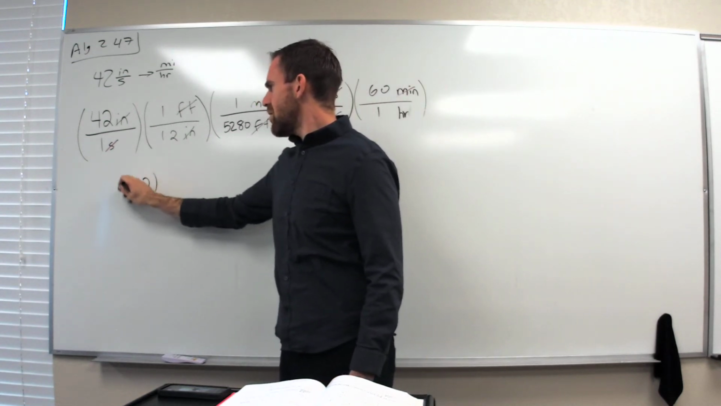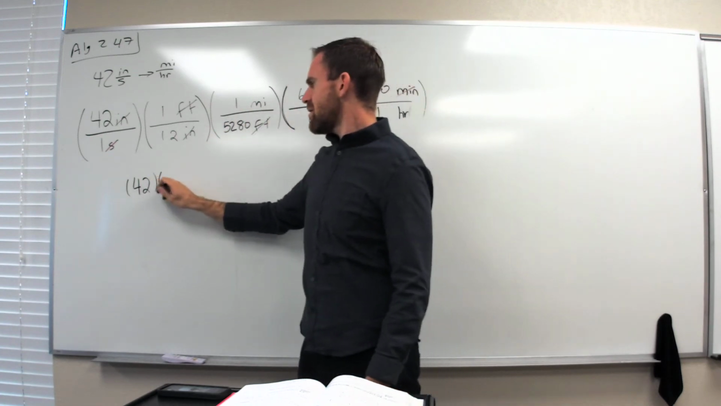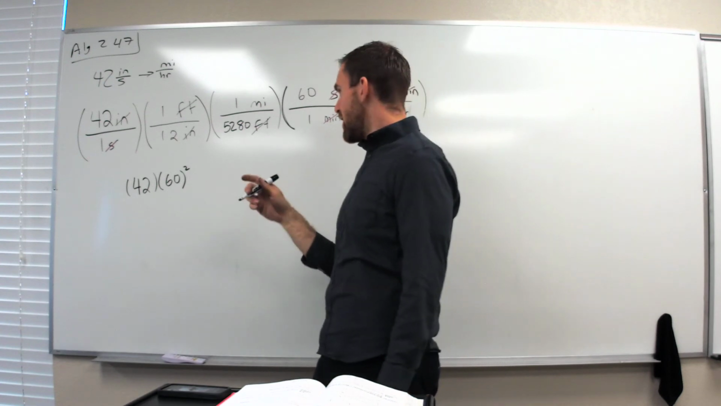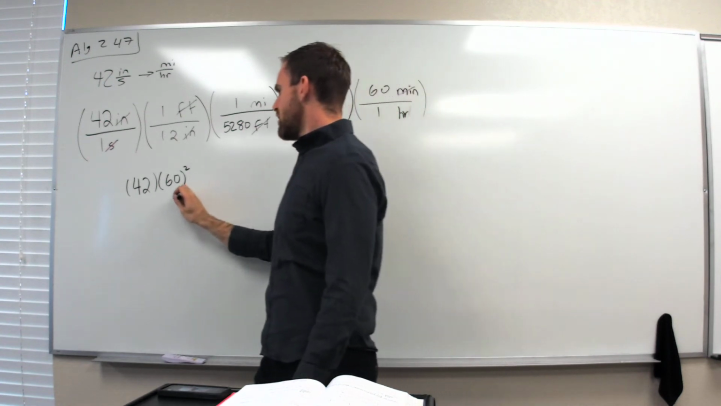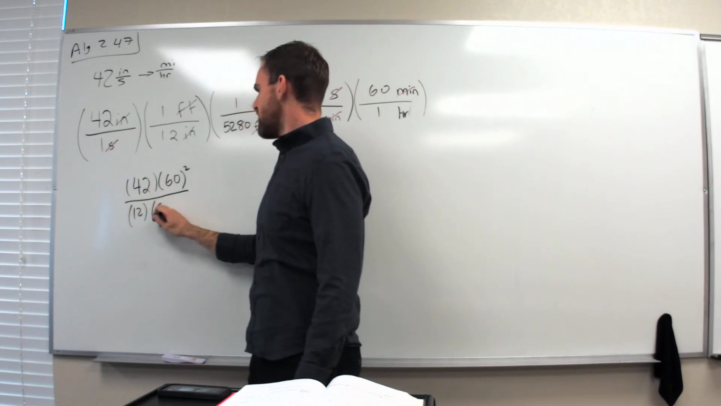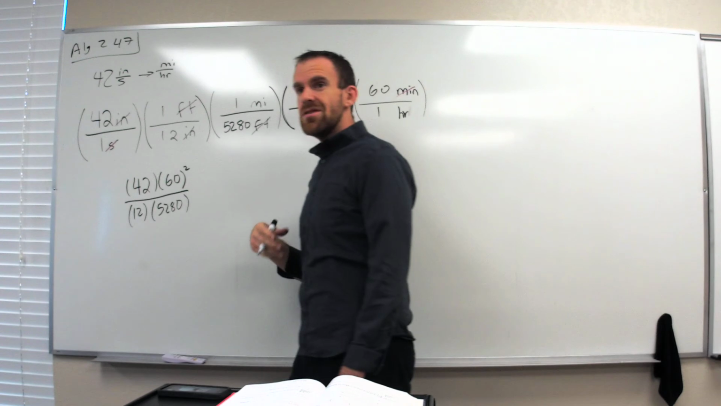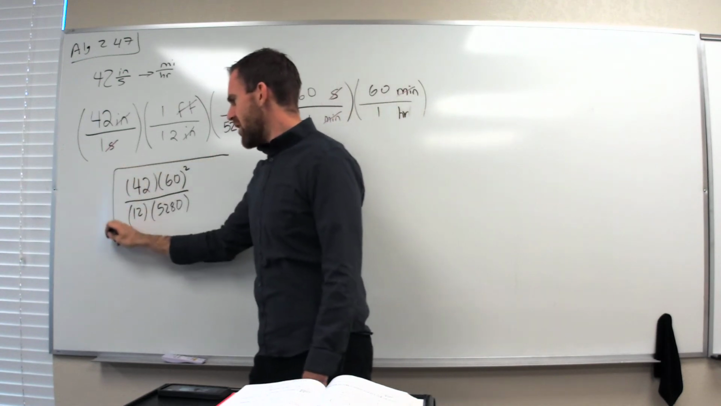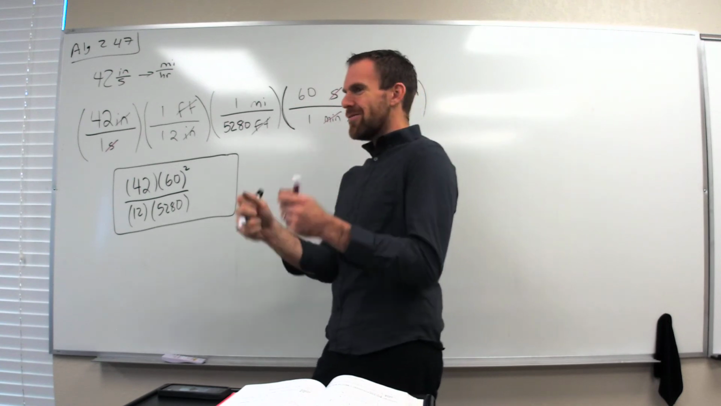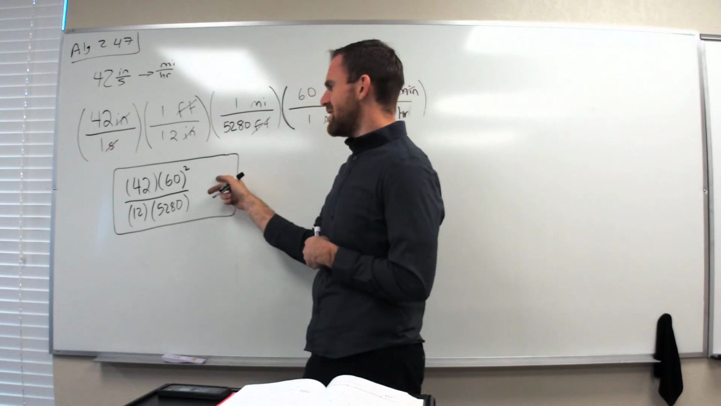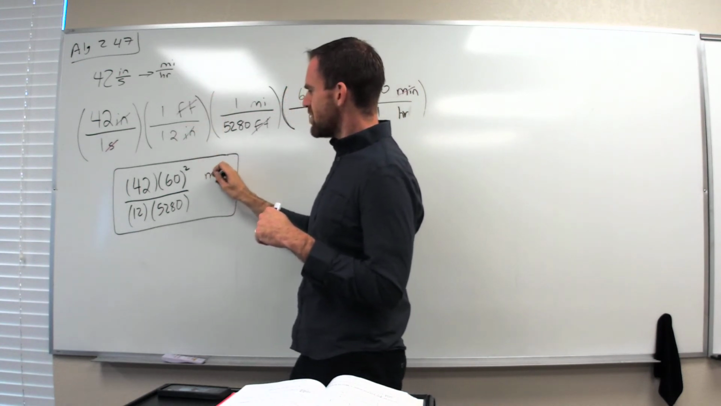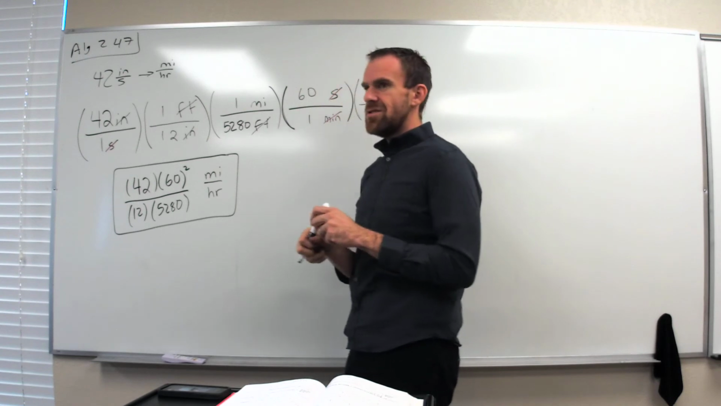So I'm going to combine all of this now for my final answer. It's 42 times 60 times 60. So I could do 60 squared. That's fine, because it's 60 times 60. Divided by 12 times 5,280. Now, if you do this whole problem and you leave your answer here, it's absolutely wrong. The whole point of the problem is to do unit conversions. If you don't give units in your answer, you lose. They gave them to you in the problem. Miles per hour. And that's your answer.